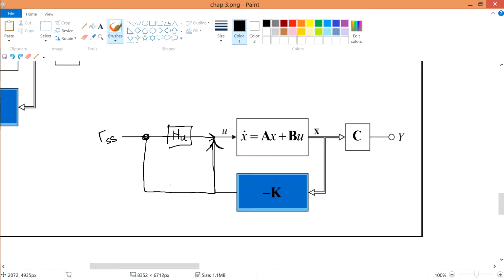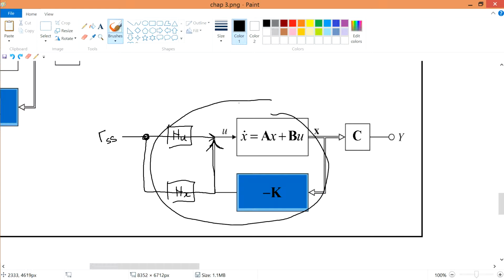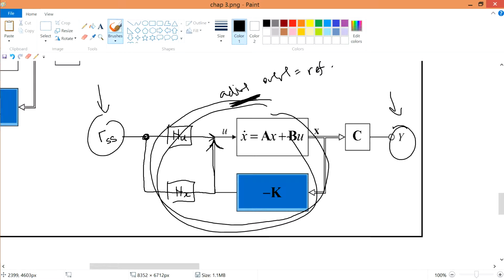Later on we'll talk about it, but you also have some other constant factor multiplying over here, so that you can adjust your feedback also. So you adjust your U using Nu, and you adjust your feedback using Nx. In any case, the purpose of this whole thing is to adjust your output so that it equals your reference signal.